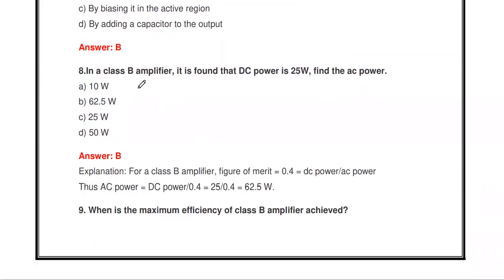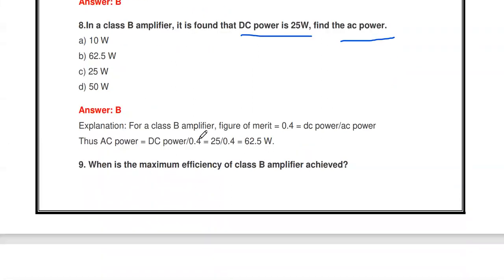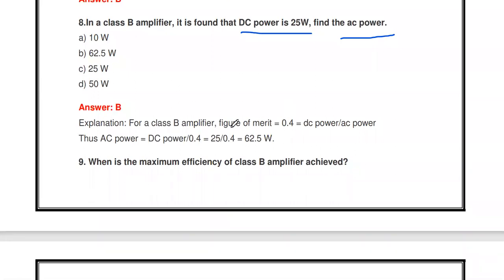Then the next one: in a class B amplifier, it is found that the DC power is 25 watts. Find the AC power. Here the DC power is given and we have to calculate the AC power. This is a class B amplifier, and the figure of merit for a class B amplifier is equal to 0.5. The figure of merit is the ratio of DC power to AC power. Rearranging, the AC power is equal to DC power divided by 0.5. So 25 divided by 0.5, we get 62.5 watts.